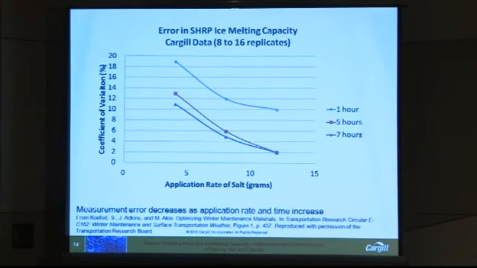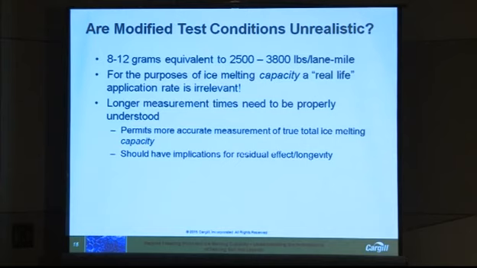So notice that as we go from 1 hour to 5 hours to 7 hours, my test error drops. Similarly, within any one of these measurements, as I go from 4 to 8 to 12 grams, again, my measurement error drops. So by simply increasing the application rate and measurement time, I'm able to get much more precise and accurate measurements. Now, this question may occur to you. Are these modified test conditions realistic? And the answer is no, they're not realistic at all.